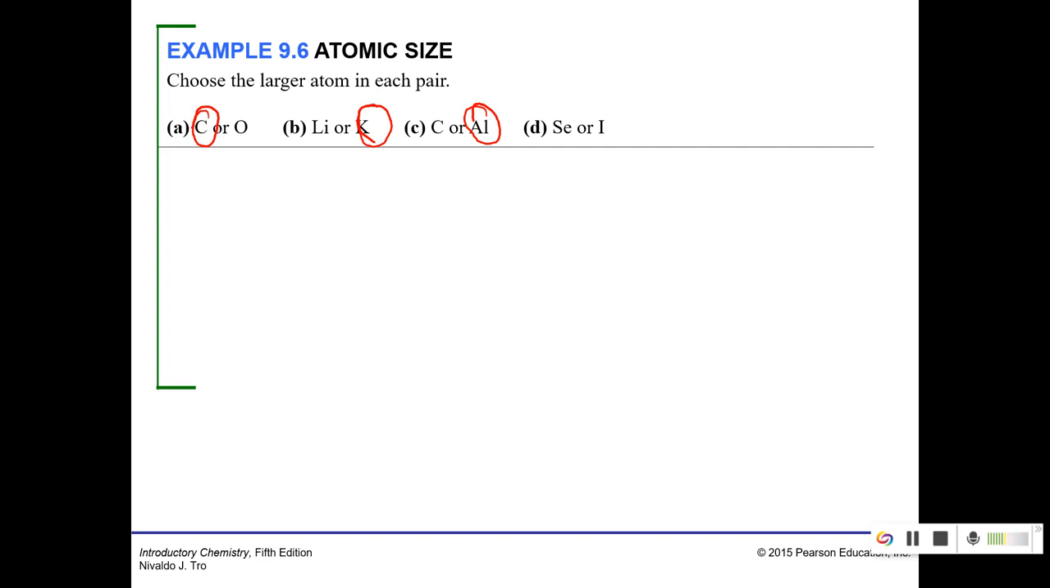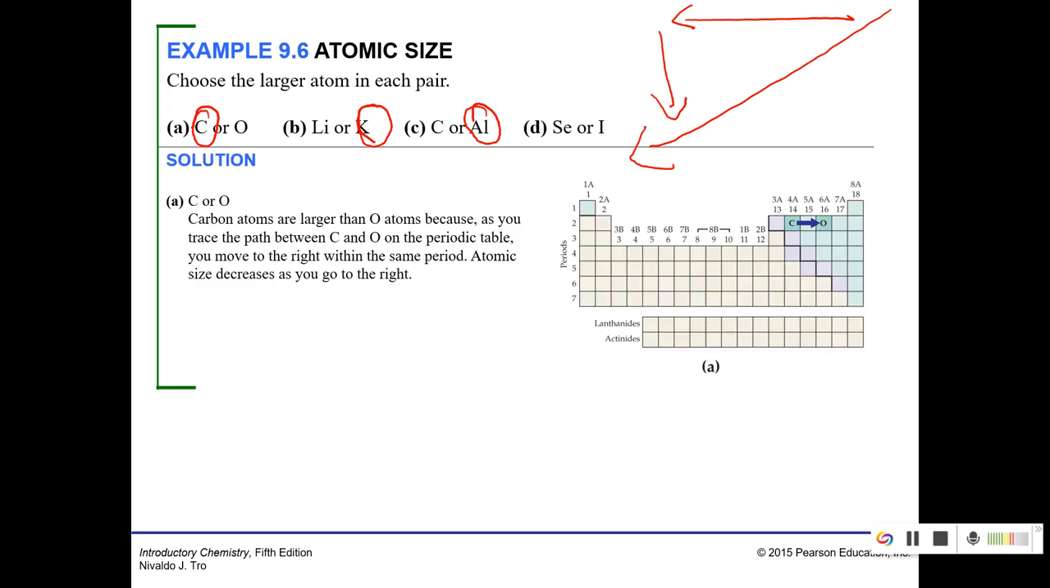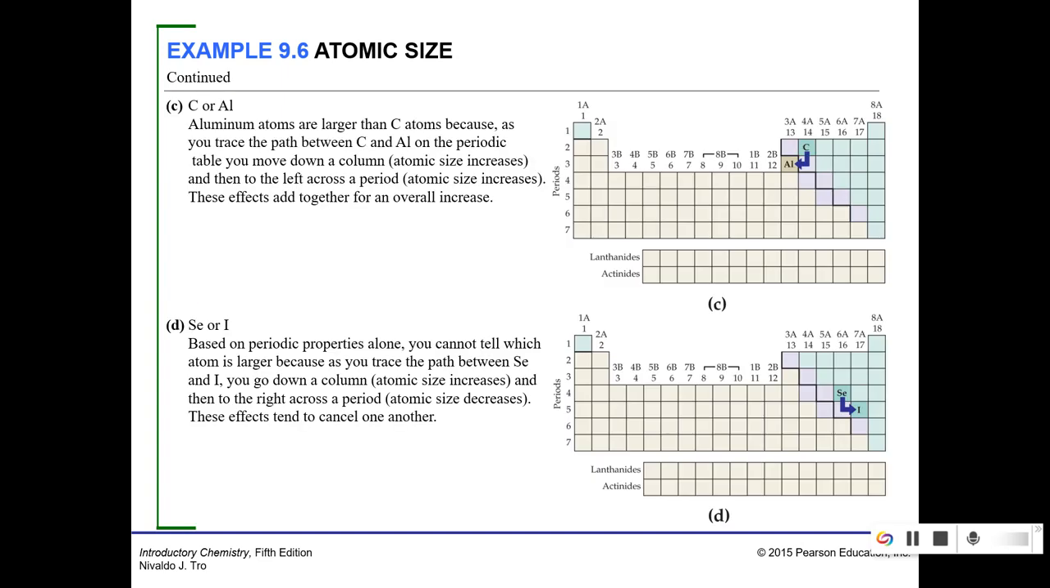Selenium and iodine, it'll be in the picture, but this is a we cannot tell situation. Again, here's our overall arrows. This is the general direction, and because selenium and iodine are in the opposite direction, if I draw the arrow this way, they are the opposite direction, so we just say we cannot tell.